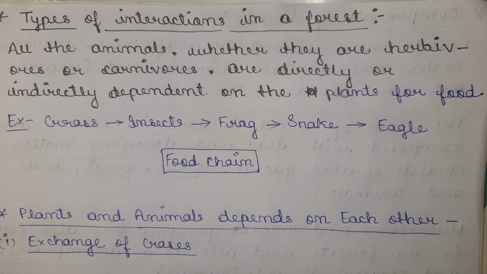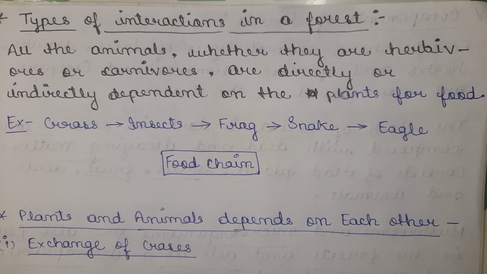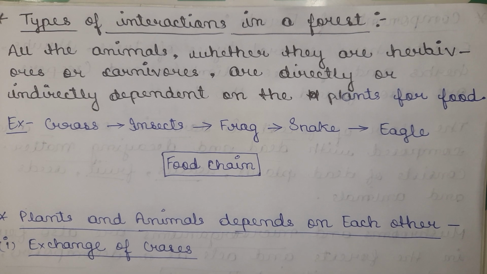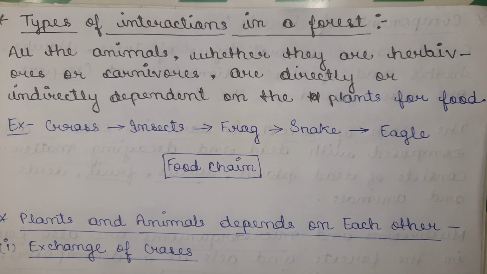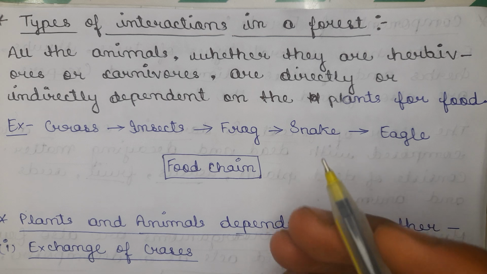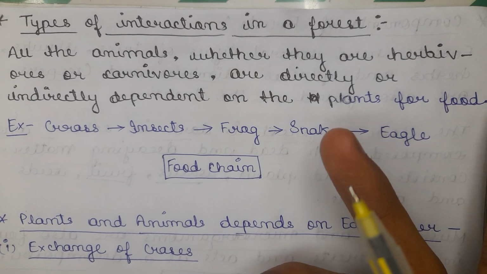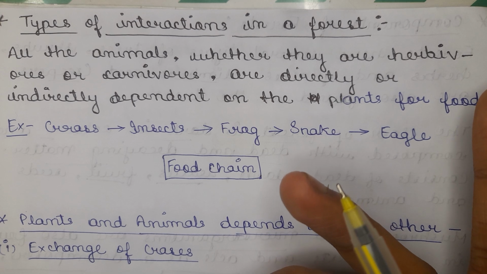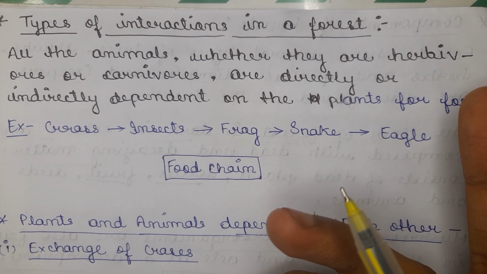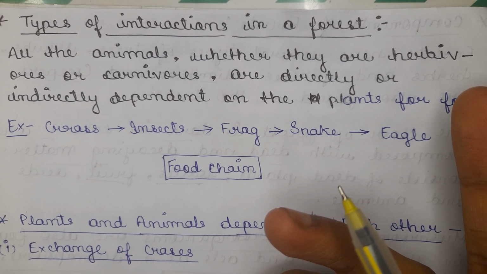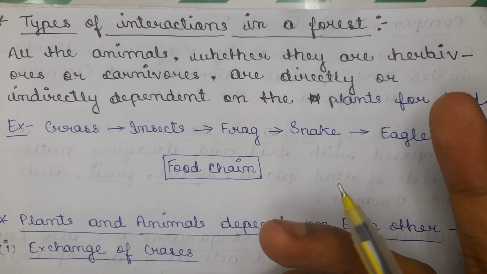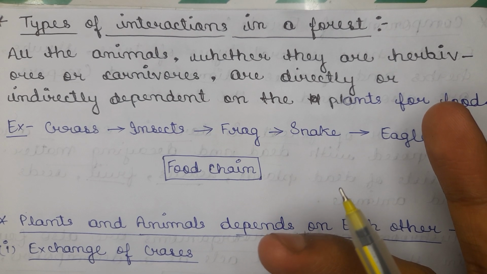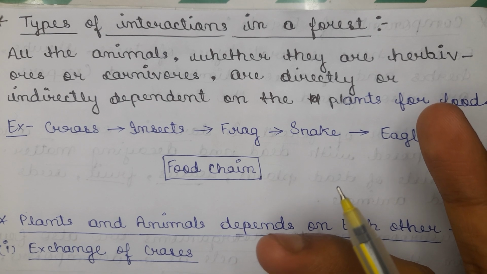Hello everyone. So our next topic of chapter ecosystem is about the types of interaction that occurs in a forest. Basically, in a forest there are various types of interaction that occur between the living and the non-living components. The non-living components contain basically the temperature, or we can say air, water, soil and many other things. So basically the interaction that occurs between the living, that means the plants and animals, and the non-living components.